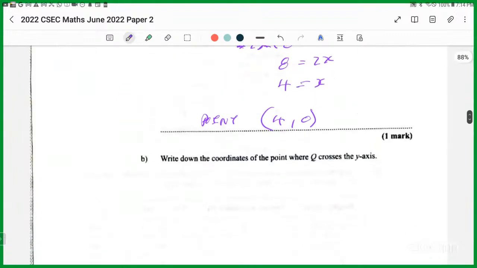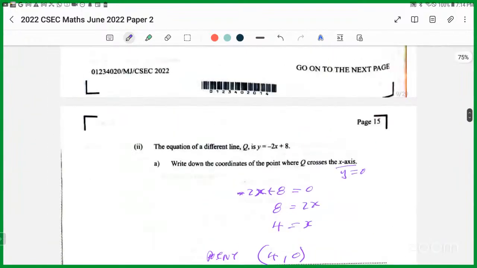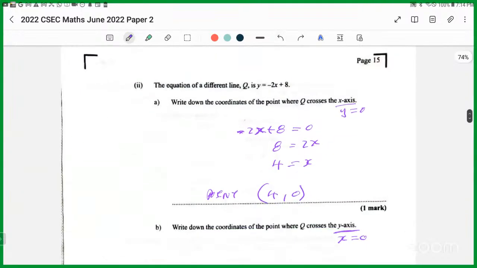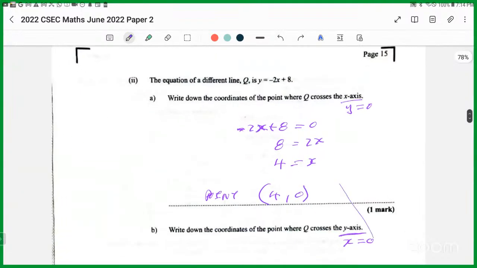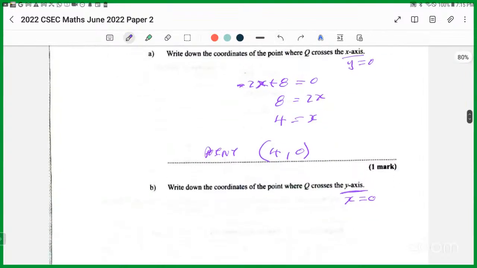Then it says to write the coordinates where the line Q crosses the y-axis. On the y-axis, x equals 0. That's the y-axis intercept in the equation anyway. It's 8. If you put the 0 right here, you're going to get y equals 8. So x equals 0, y equals 8.